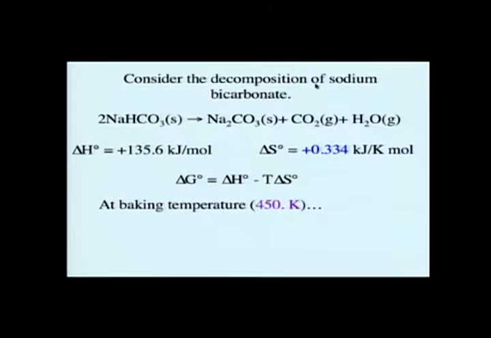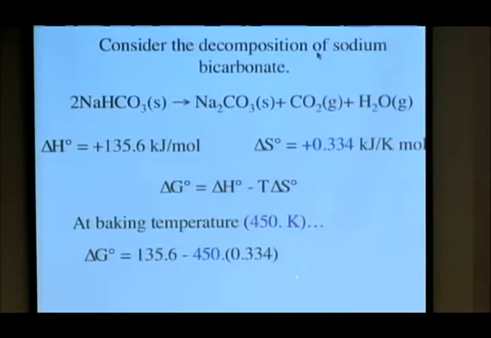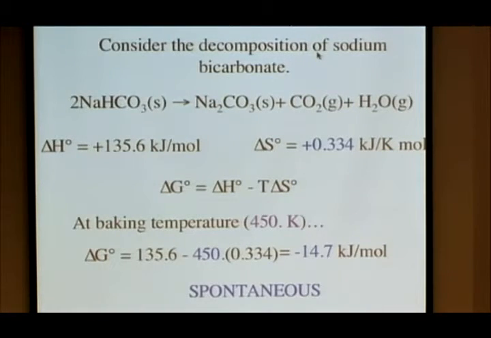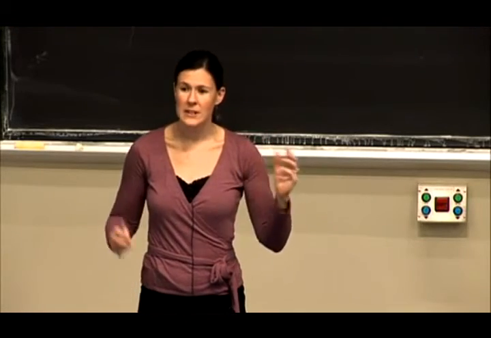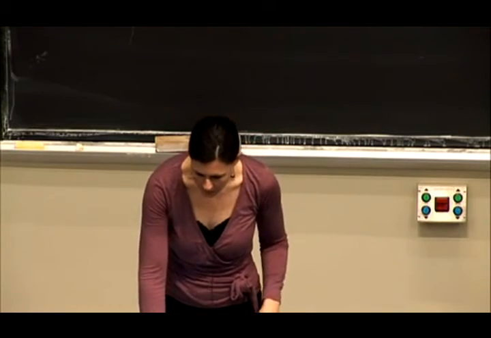But if we take a look at baking temperature now, we're going to plug in this new temperature, which is 450 K, into our delta G equation. What we find is now our delta G for the reaction is negative 14.7 kilojoules per mole. So in this case, we are dealing with a spontaneous reaction, which is good because this means that when we put our cookies in and we turn the oven to 350 Fahrenheit or 450 K, the baking soda will decompose and we'll get our cookies to rise a little bit.